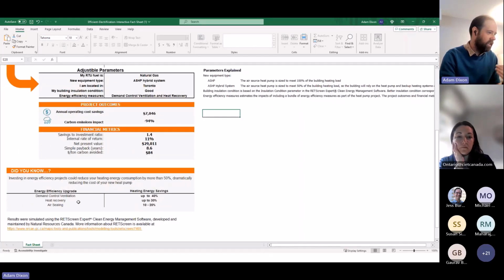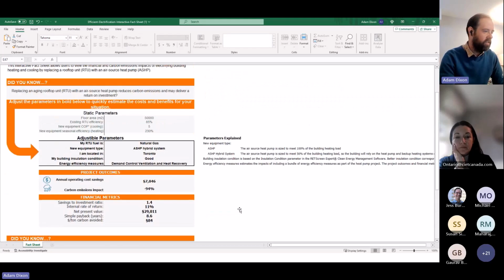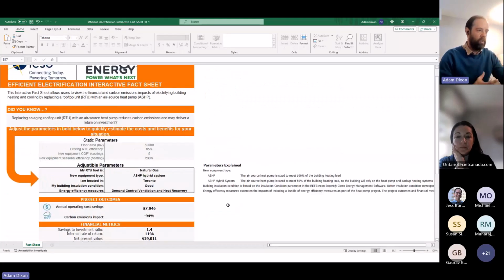And so air sealing generally can reduce your building's heating energy by 10 to 20%. Heat recovery, demand control as well. You can use those percentages to simulate other reductions that have happened in your building. So sometimes if you understand what's going on, these are just labels and you can use a bit of a workaround to get a simple answer for yourself.